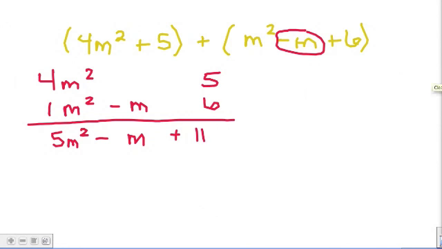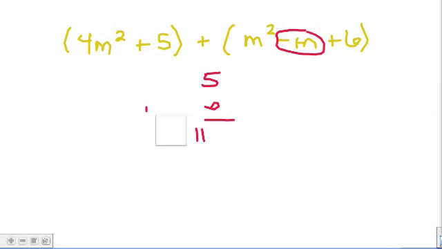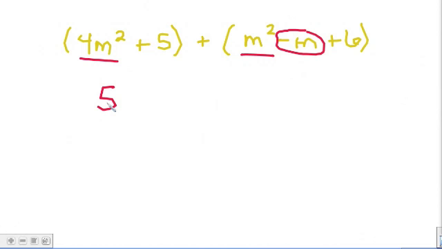Okay, let me show you the other method, the stealing method, which means you just kind of group the ones that are the same together. Again, same concept. I have a m squared here. I have an m squared here. 4 plus 1m squared is going to give me 5m squared. 5 and 6 is going to give me an 11. And this is the only negative m. And you add it all together, again remembering to put it in descending order.